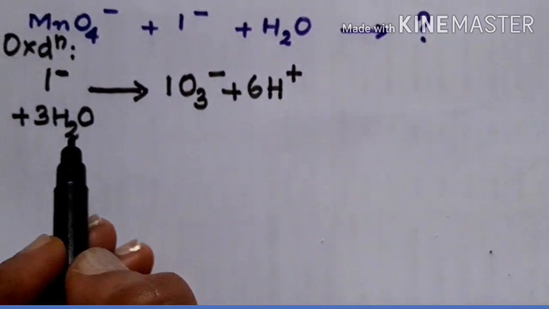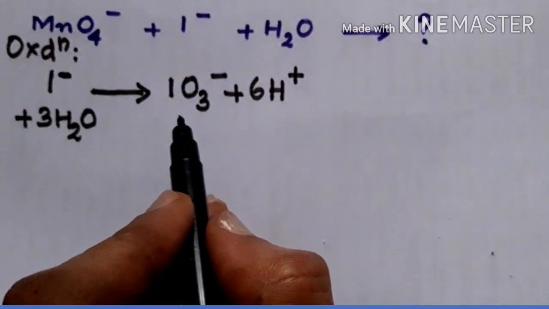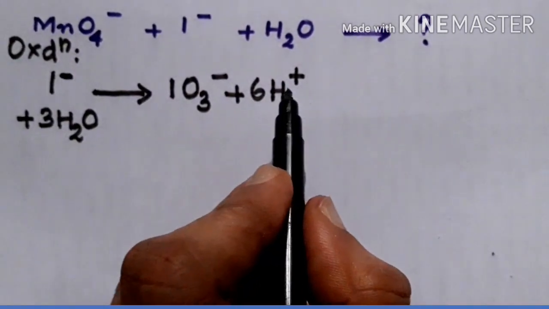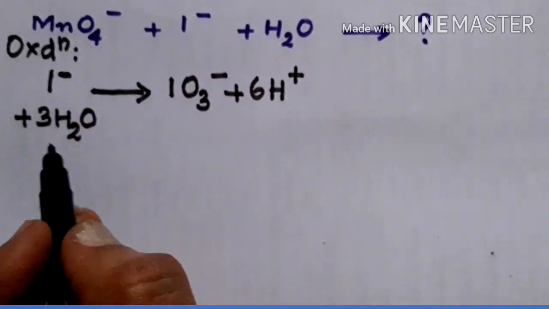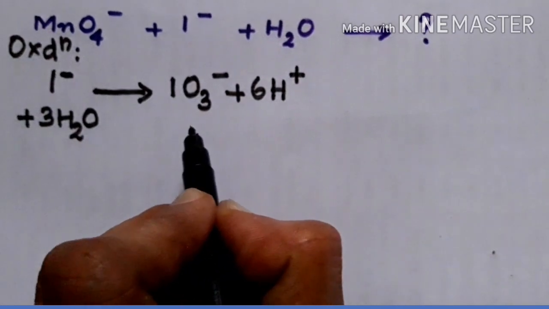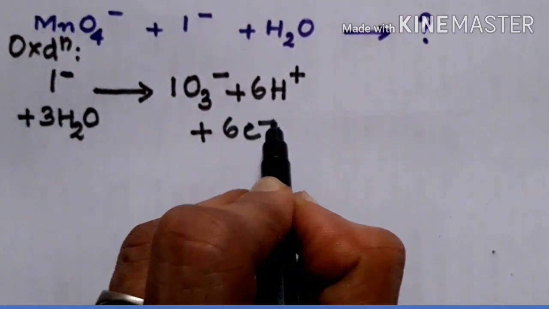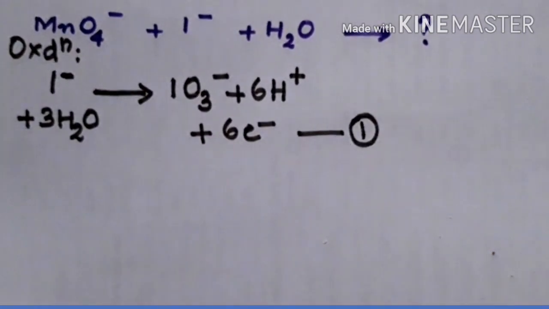Now check the charge. What is the charge here? On the left side the charge is -1, whereas the charge on the right side becomes -1 plus 6, that means plus 5. We have to get it as -1. Only then it gets equalized. So we are adding 6 electrons here. So this becomes the oxidation half reaction.